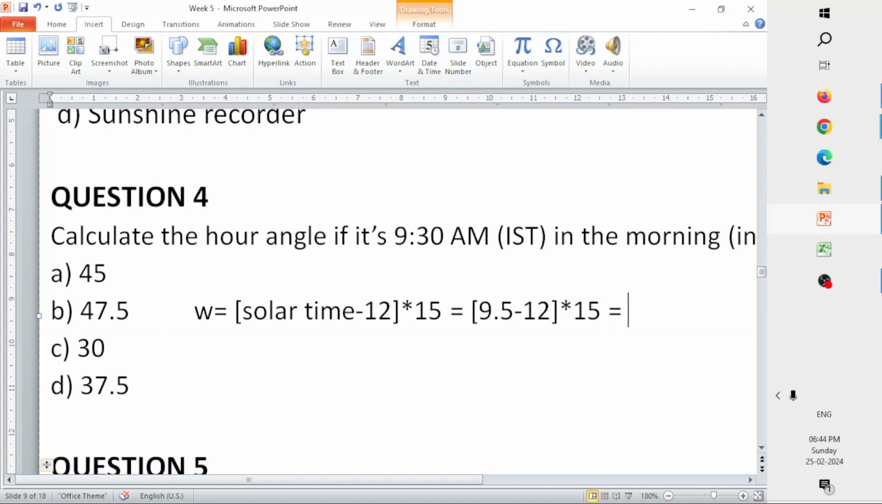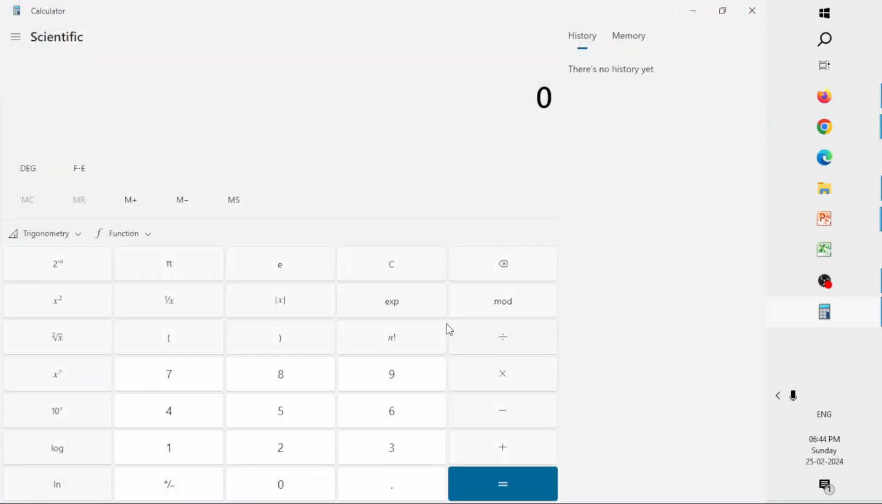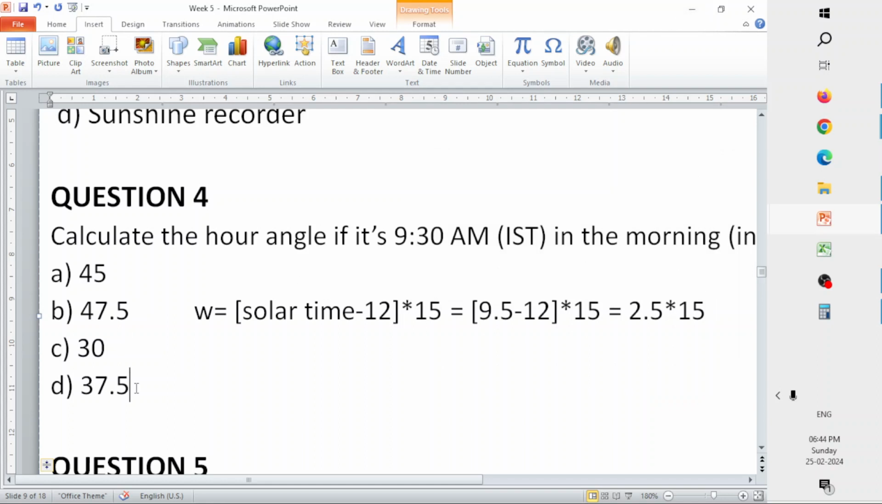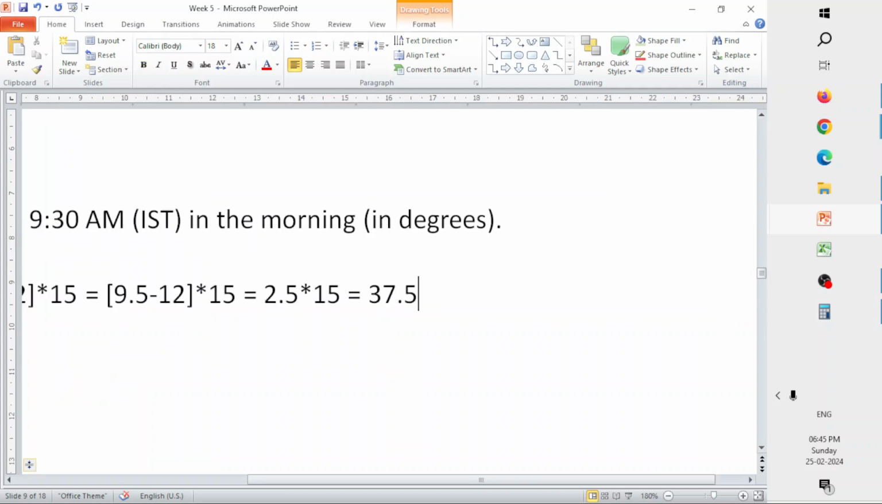So 2.5 times 15. Let's calculate. 2.5 times 15 is 37.5. So your option is D. Well, you can also calculate it the other way, that is calculate the hour angle at 9 am, calculate the hour angle at 10 am and then divide that by 2. If you do it with that approach, you will get the same answer.